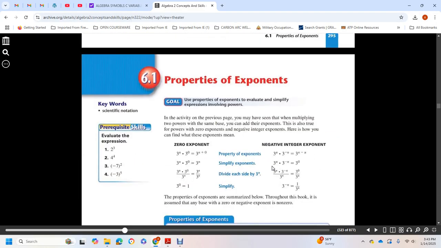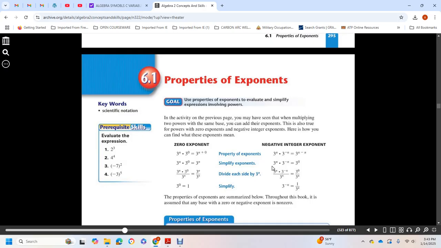Alright, 6.1 Properties of Exponents. Use the properties of exponents to evaluate and simplify expressions involving powers. In the activity on the previous page, you have seen multiplying two powers with the same base, and how you can find what zero exponents and negative integer exponents mean.